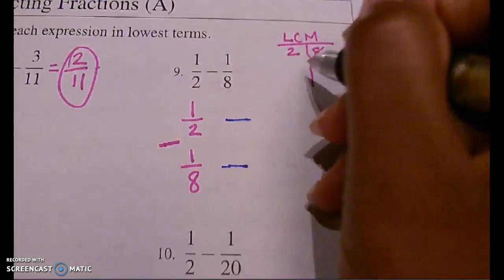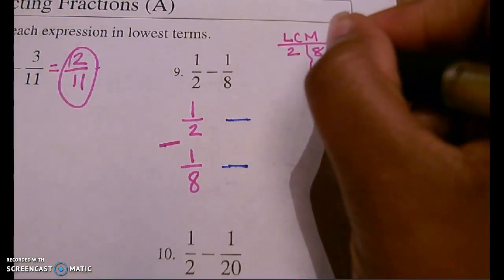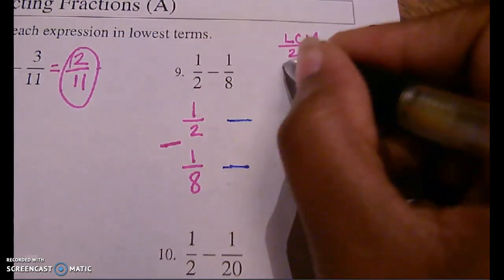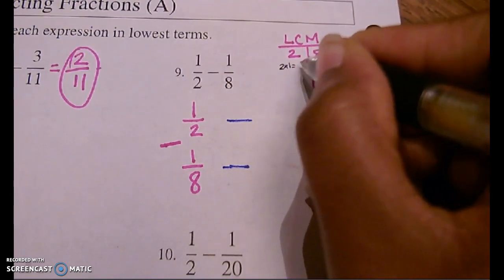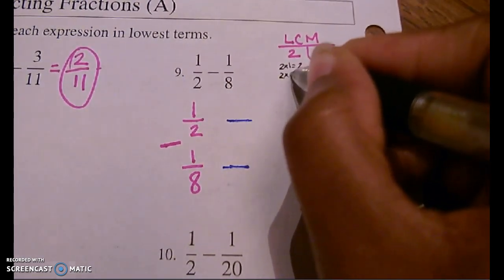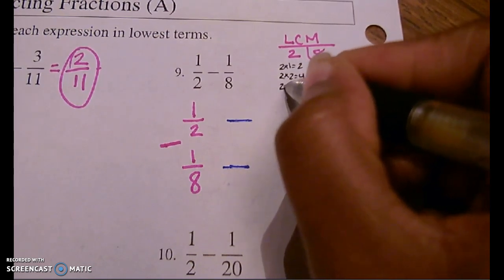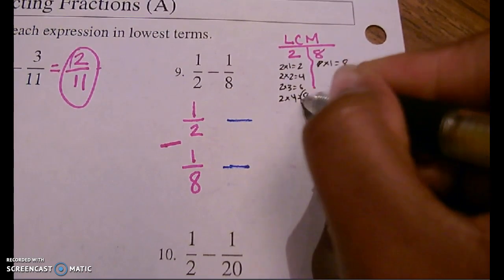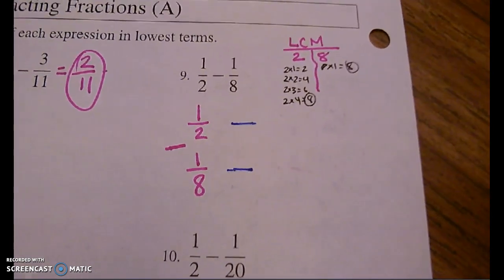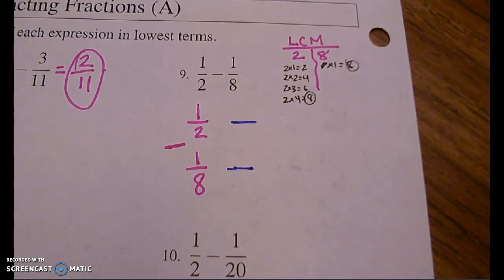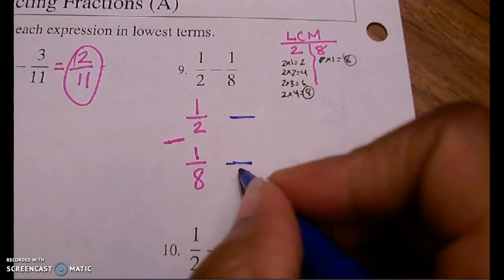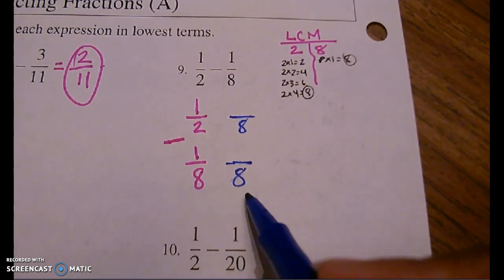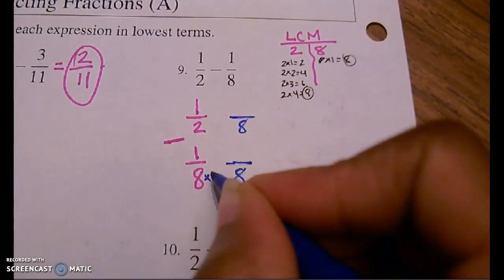Some of you may have caught on to the pattern by now, but 8 times 1 equals 8. And I know that if I do my 2 times tables, 2 times 1 equals 2, 2 times 2 equals 4, 2 times 3 equals 6, and 2 times 4 equals 8. So the first thing that they both have in common is 8. So that means 8 is going to be my new denominator for both fractions. What do I have to multiply 8 by to get 8? I multiply 8 times 1.